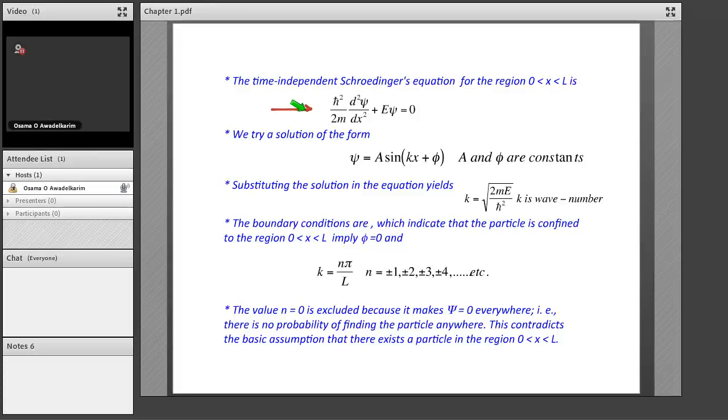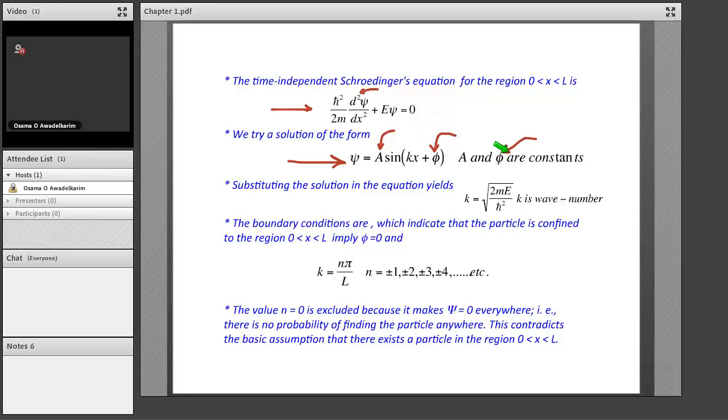Now, you probably saw this equation before. It's a very simple differential equation, and the solution of this equation is very straightforward. I can try this function psi, which is a sine function, and I include two constants, A, which is the amplitude, and this constant phi, which I call the phase angle. Why two constants? Because it's a second order differential equation, right? So A and phi are constants. Look, this phi is a constant, right?